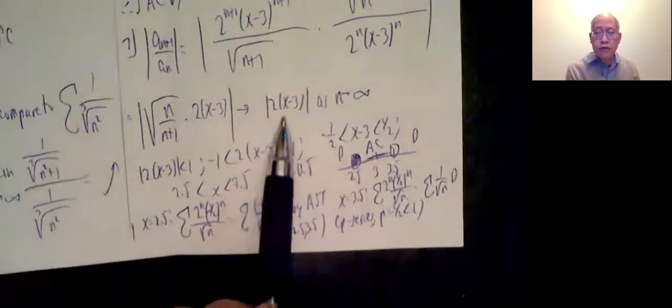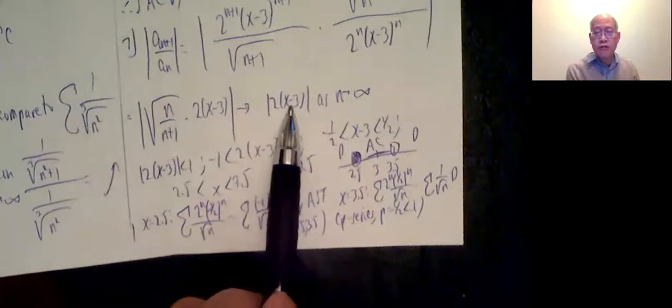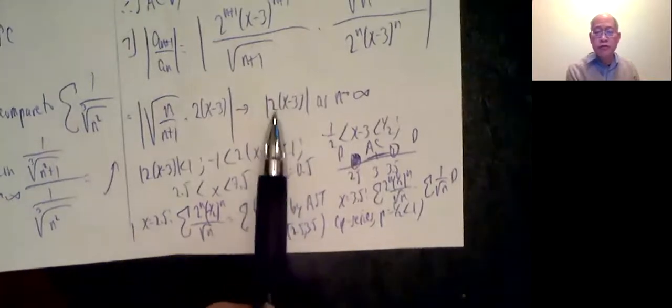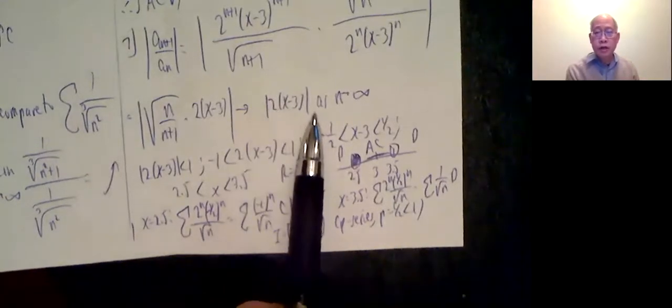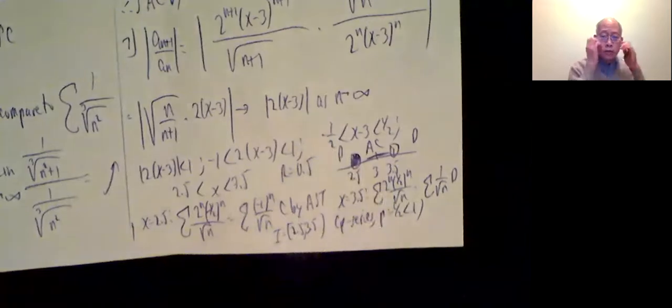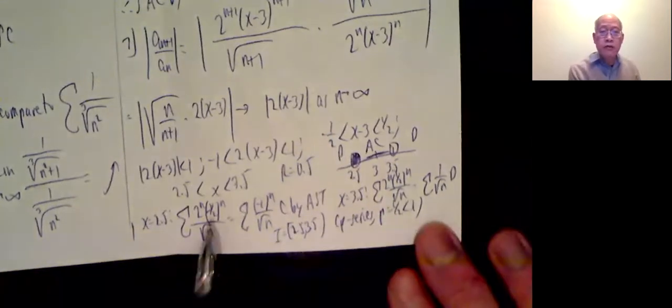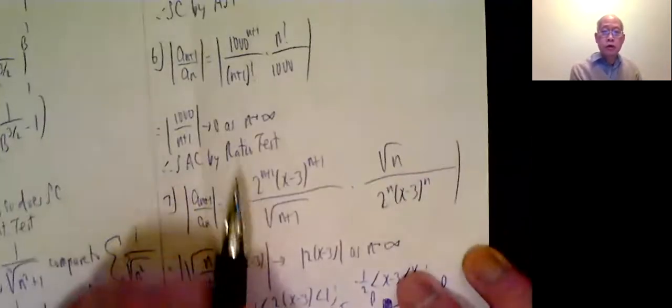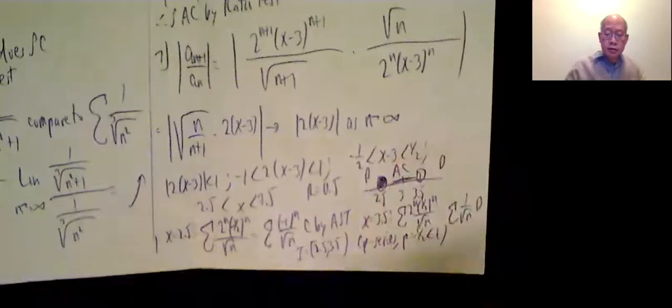Likewise, if I plug in 3.5, 3.5 minus 3 is 0.5, times 2 is 1, absolute value of 1 is 1. So once again, the ratio test fails. So I just plug in. So plug in 2.5 to the original. So plug in 2.5 to the beginning.